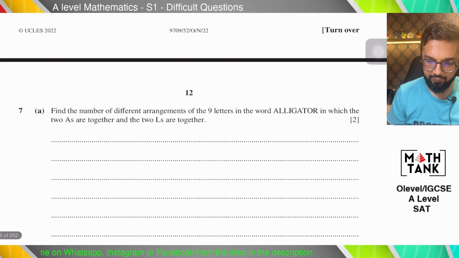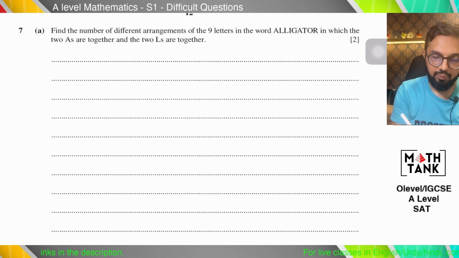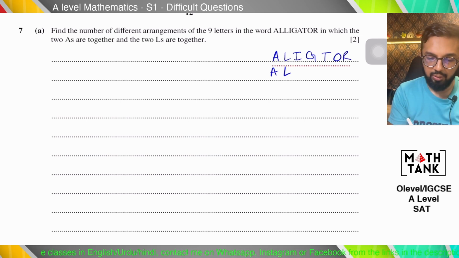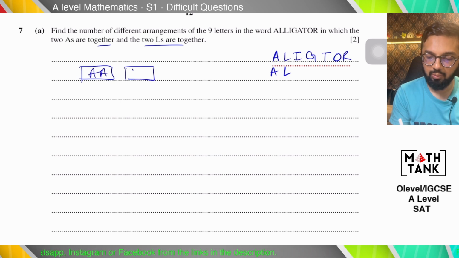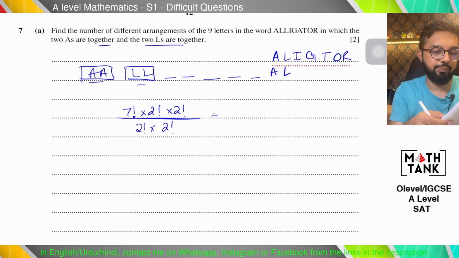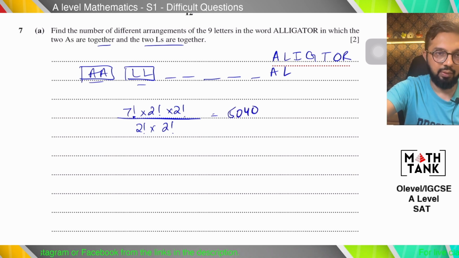This is from November 22, and it's in permutations and combinations. Let's look at this. It says find the number of different arrangements of the 9 letters in the word alligator. Let me first just write my identical letters in which the two A's are together and the two L's are together. So two A's, two L's, 5 more, box gets a dash. So 7 factorial, go inside the box and then divide by the identical letters in the end. So 7 factorial basically, 5040. Okay, I'm just going to open up the marking scheme again to verify that I'm doing these correctly.